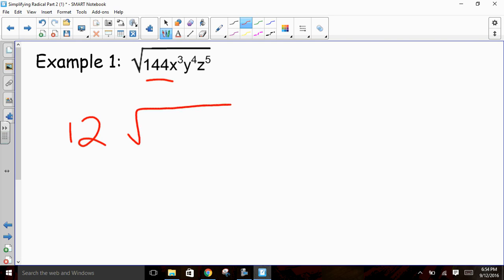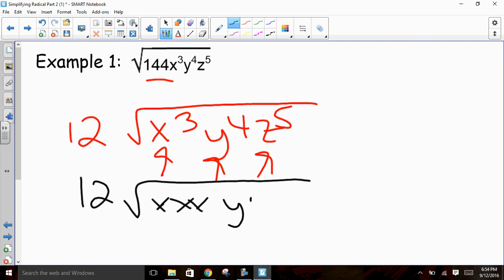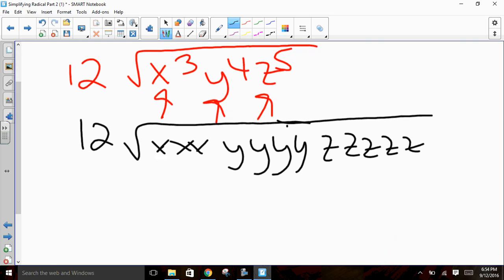Alright, so again, I'm going to approach this one step at a time. So I have x cubed, y to the 4th, z to the 5th, still under that square root. Square root, think of the word square, deals with 2, right? So I want to try and get all of these variables into groups of 2. So I have 3 x's, 4 y's, 5 z's. Because when we see that exponent, it is that number of variables being multiplied together.